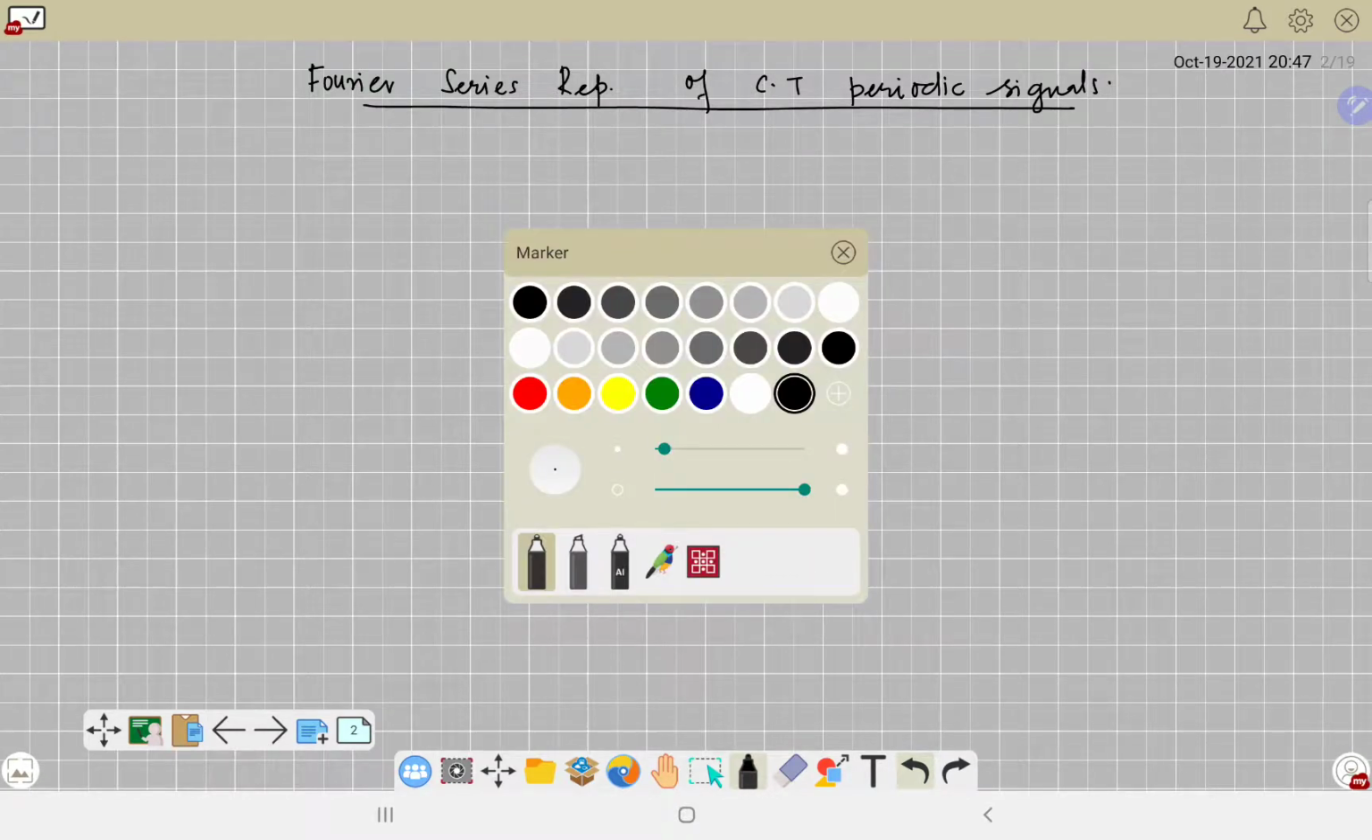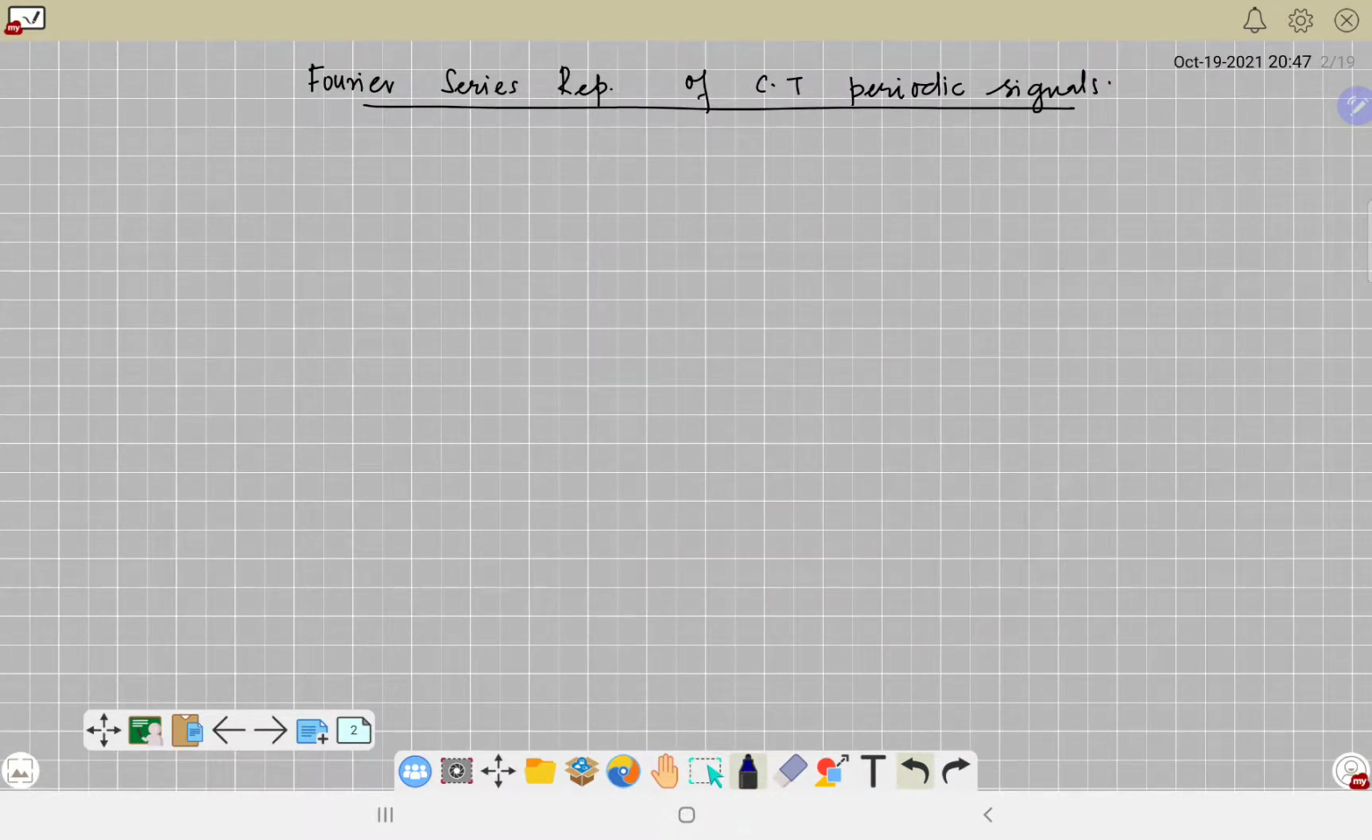Now the starting point here is that your signal, first, should be periodic, right? And obviously it is continuous time. So if I define a continuous time signal x of t that is periodic, then it should follow this property. This is the basic condition for periodicity, right? And where T is the time period, after time T it will repeat itself.